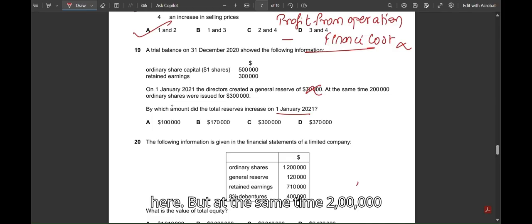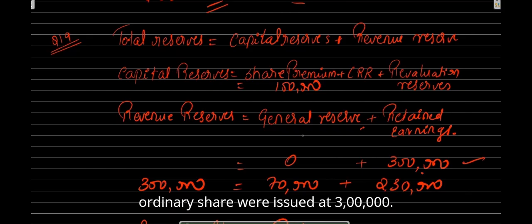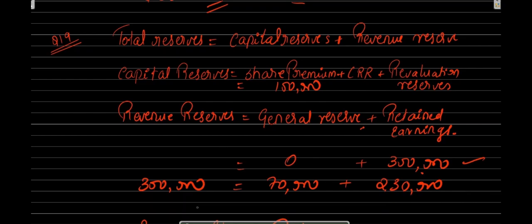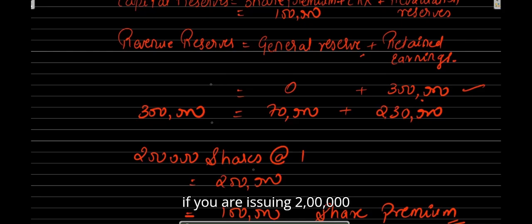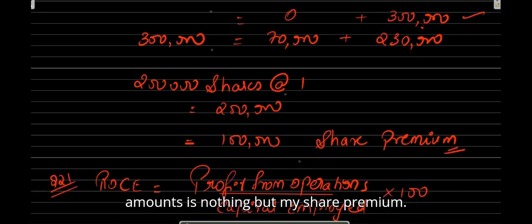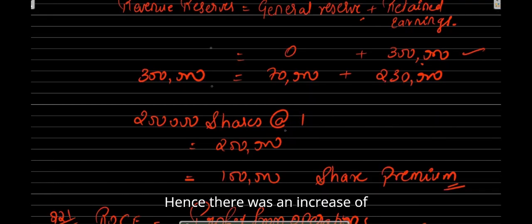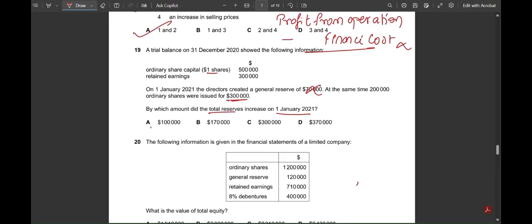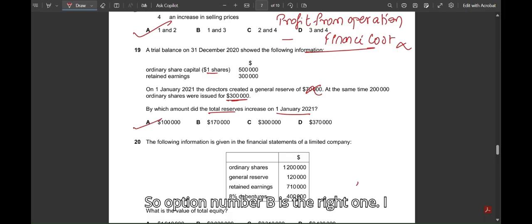But at the same time, 2 lakh ordinary shares were issued for 3 lakhs. Now, what is the share price over here? Clearly, they gave it as $1. So now, if you are issuing 2 lakh shares at the rate of 1, it should be 2 lakhs. But you issued for 3 lakhs, so that means the difference amount is nothing but my share premium. Hence, there was an increase of 1 lakh in your share premium. So I can say in your total reserves there was an increase of 1 lakh. So option number B is the right one. I hope this is clear, easy.